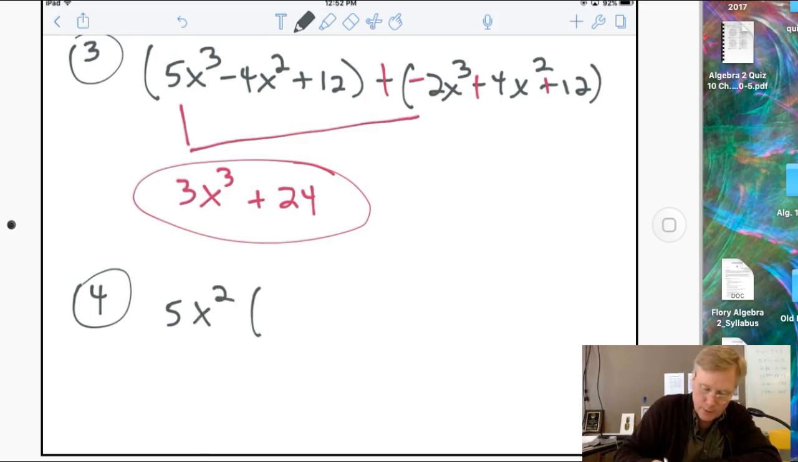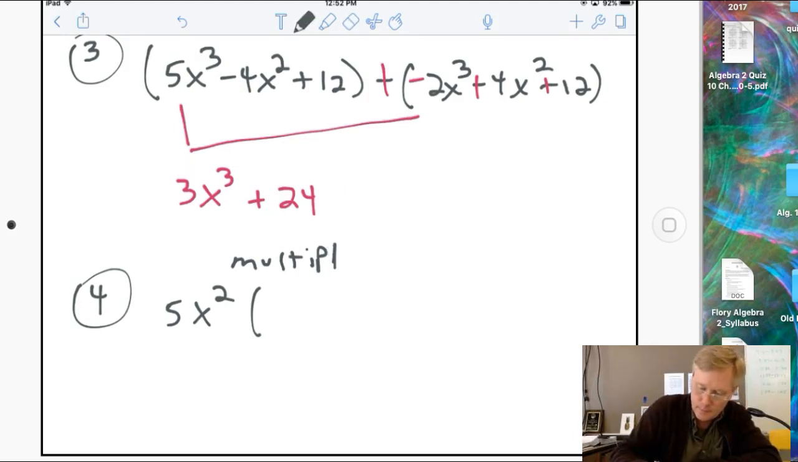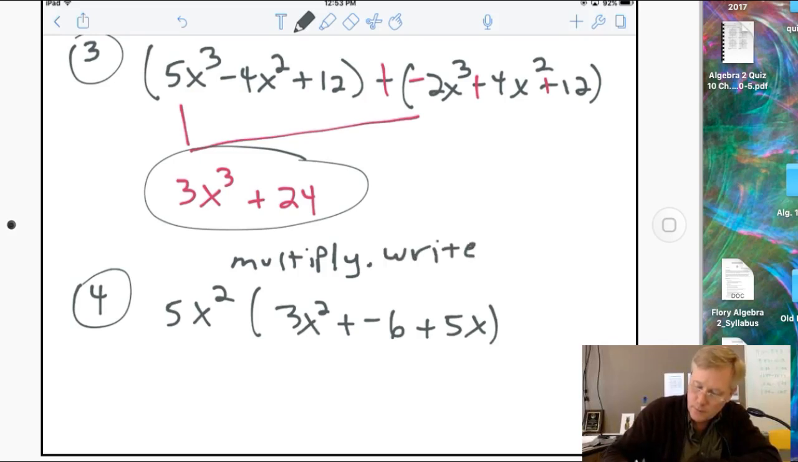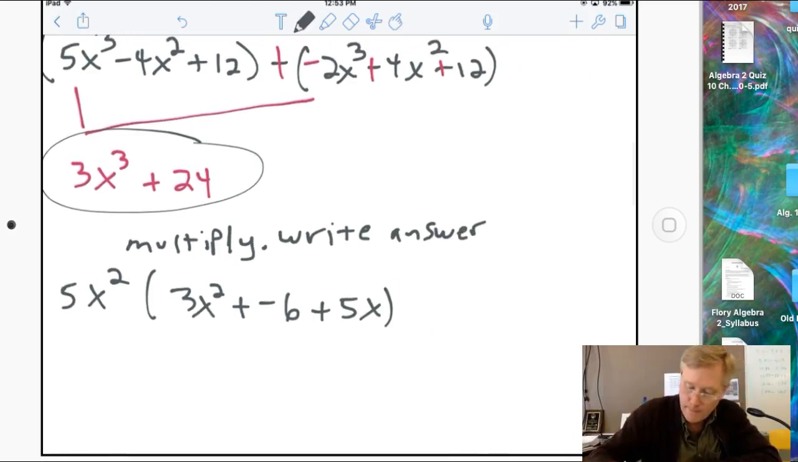5x, this is a multiplication problem, so they'll say multiply. 5x squared times (3x squared plus negative 6 plus 5x). Write the answer in standard form. Sorry, I ran out of space there.